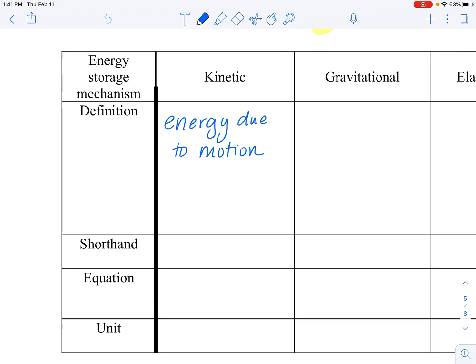And an object that has kinetic energy must also have mass. So the equation for kinetic energy is 1/2 mv squared. The shorthand for it is K, or sometimes you'll see KE. And the unit for it is the Newton meter, Newton times a meter, which is also called a joule, named after James Prescott Joule.